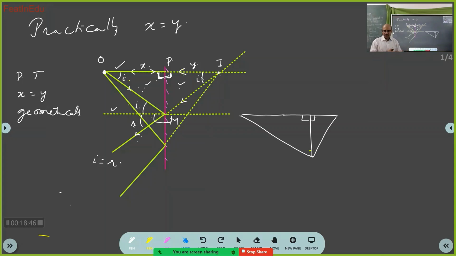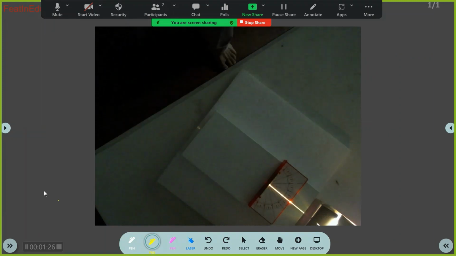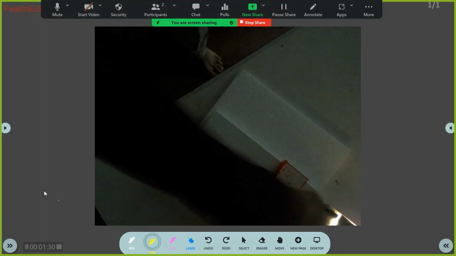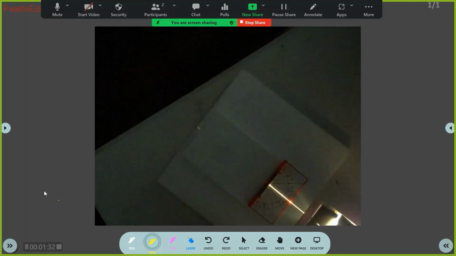No, no sir, right now we don't want to prove. Afterwards you prove. Shall I give you one small numerical? The ray of light is incident perpendicular to the mirror, isn't it? It is incident perpendicular to the mirror.